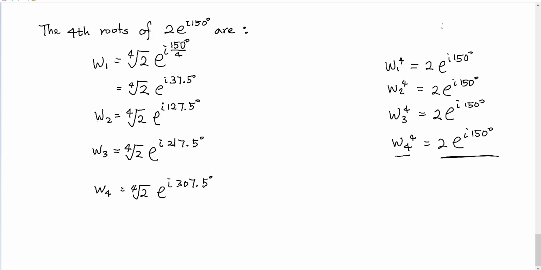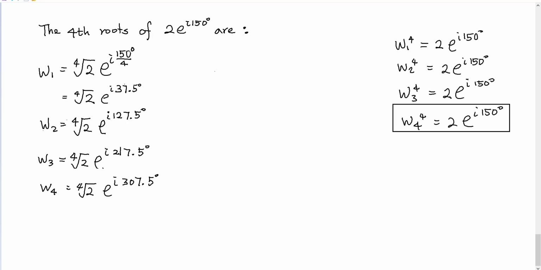Now, I'm not going to check all 4 of these. Let me check only this one, and you can check the rest. So imagine I have W4, which is the fourth root of 2 times e to the i 307.5 degrees. So that's W4.